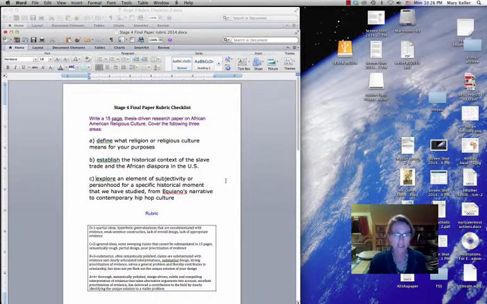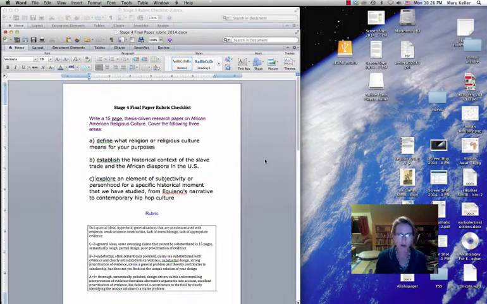Your 15-page thesis-driven research paper: in it, you will define what religion or religious culture means for your purpose. You will establish the historical context of the slave trade and the African diaspora in the U.S., and you will explore an element of subjectivity or personhood for a specific historical moment that we have studied, from Equiano's narrative to contemporary hip-hop culture. So let's think alignment through this course.